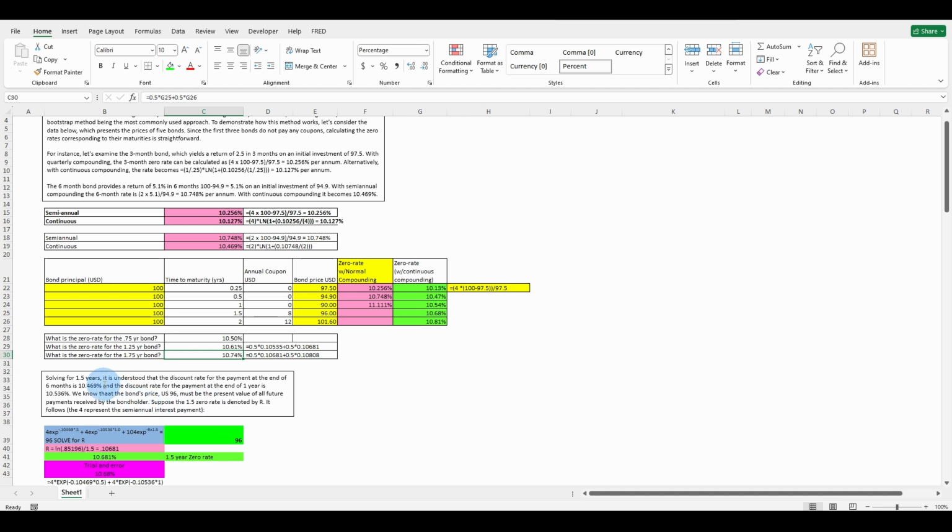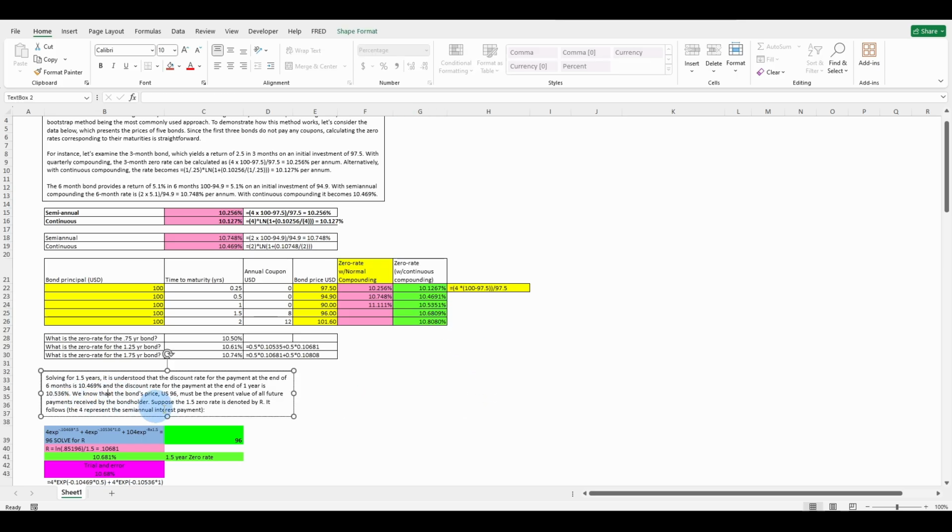Following for 1.5 years, it is understood that the discount rate for the payment at the end of 6 months is 10.469 right here. If we stretch this out, it's going to be 10.469. And the discount rate for the payment at the end of year 1 is 10.536. You round that up.